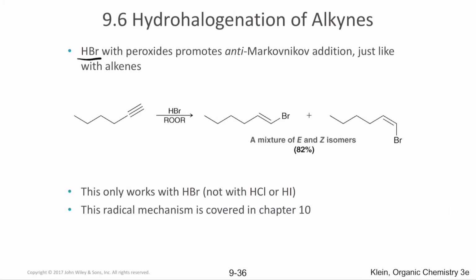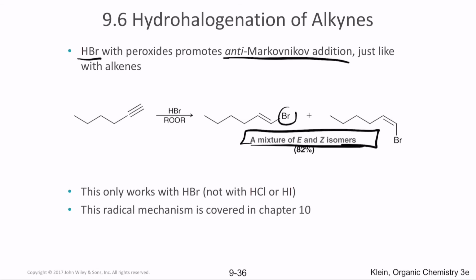Now when you use HBr with peroxides, it generally promotes anti-Markovnikov addition. Remember that it's exactly similar to an alkene. When you use a peroxide, it creates the anti-Markovnikov addition, where the bromine adds to the less substituted carbon and the hydrogen adds to the more substituted carbon. This results in a mixture of E and Z isomers, where the bromine creates a trans alkene and a cis alkene, resulting in the formation of this structure. This only works with hydrogen bromide, but it does not work with HCl or HI. We will talk about this mechanism in the next chapter when we talk about radical reactions.